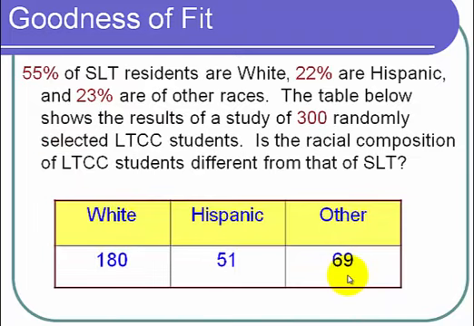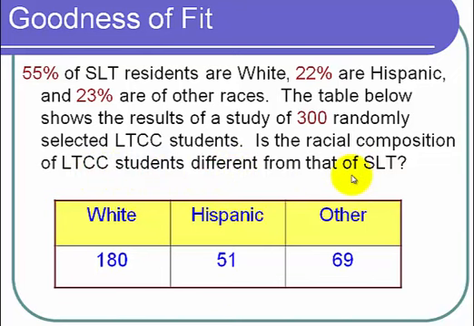So here's my first example, and it says the following. 55% of South Lake Tahoe residents are white, 22% are Hispanic, and 23% are of other races. I did this a few years ago. It might be outdated, so don't get mad at me if it's changed since. But at one point, this was true. The table below shows the results of a study of 300 randomly selected Lake Tahoe Community College students. The question is, is the racial composition of LTCC students different from that of South Lake Tahoe?